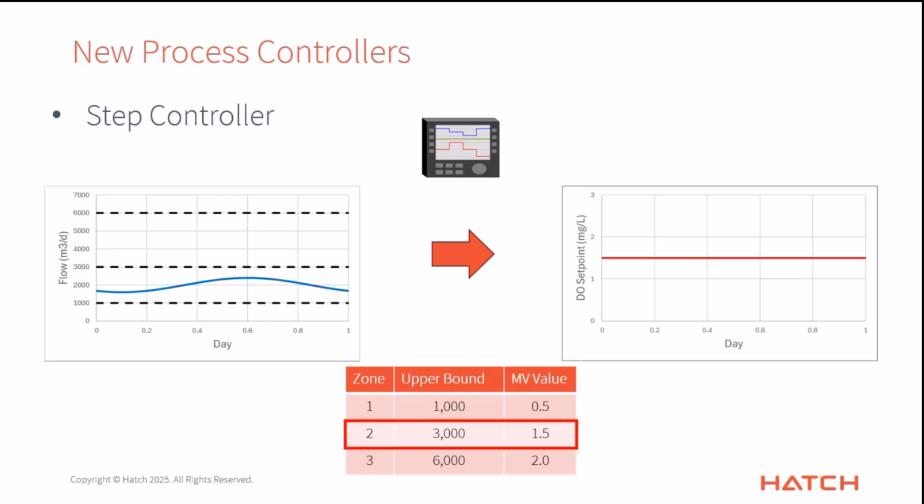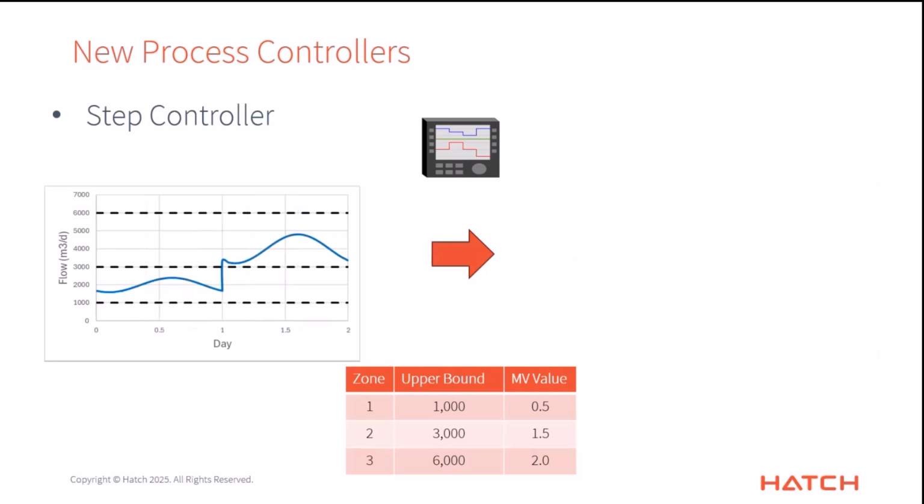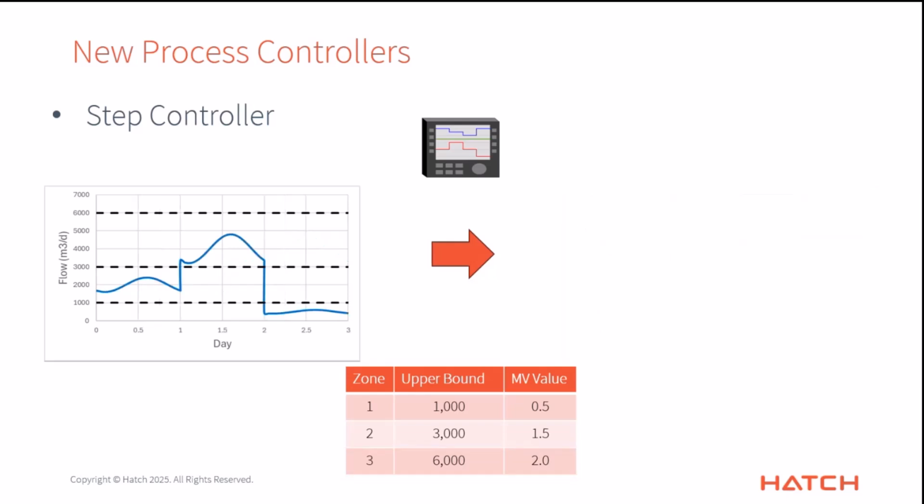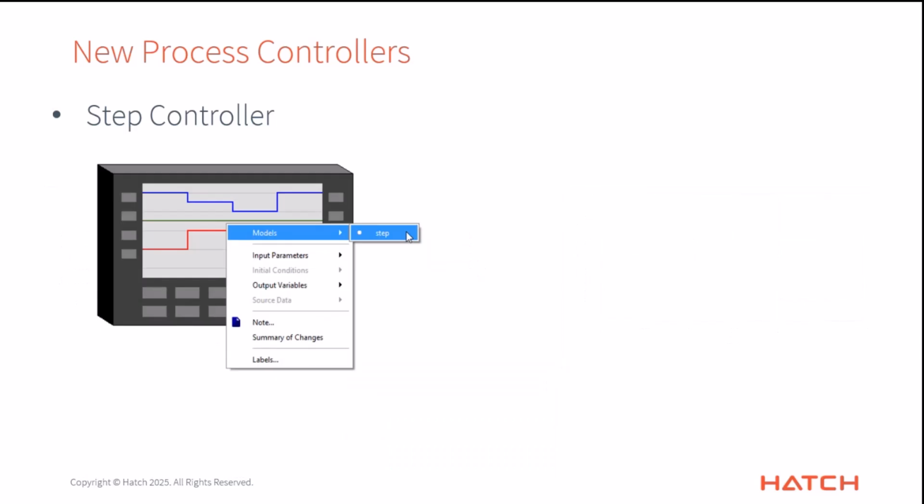and set your manipulated variable to a magnitude of 1.5. If the control variable signal were to increase so that it's now above that 3,000 meter cube per day upper boundary, but below the 6,000 meter cube per day upper boundary, then it's going to use that 2.0 manipulated variable set point. And then if it falls below the 1,000 meter cube per day boundary, even though all of the boundaries are now true, it's going to use that most restrictive one and assign a value of 0.5.